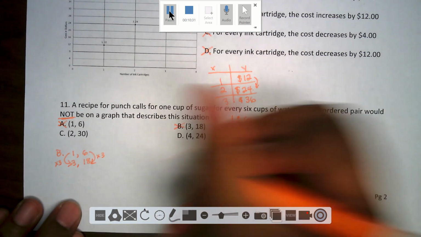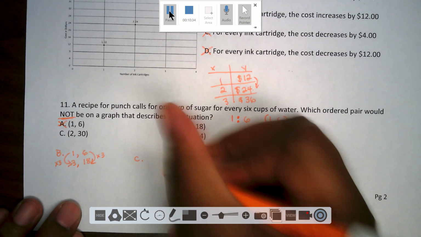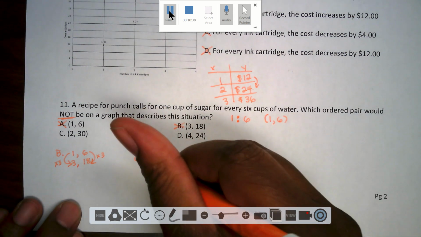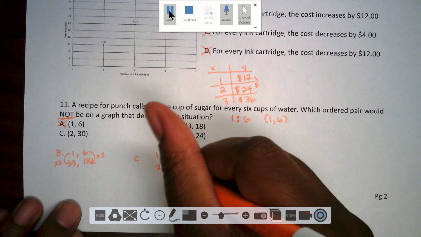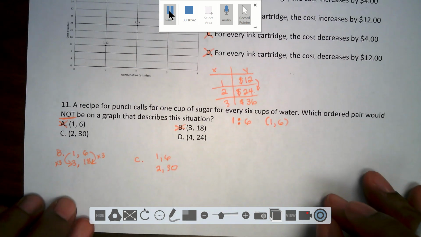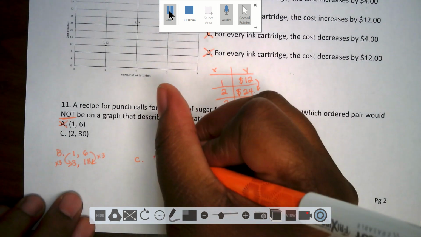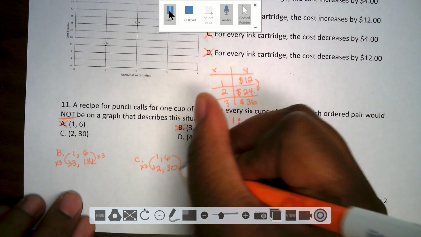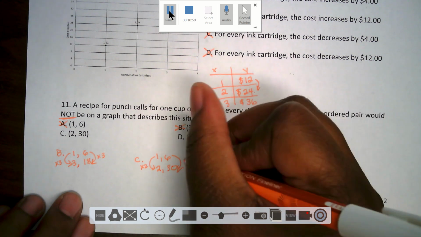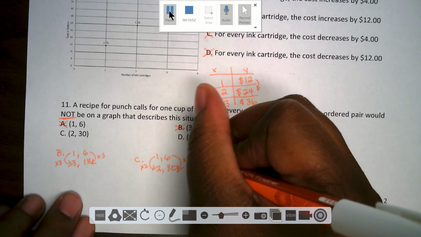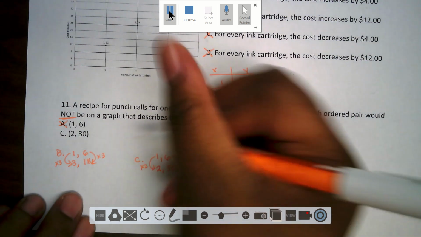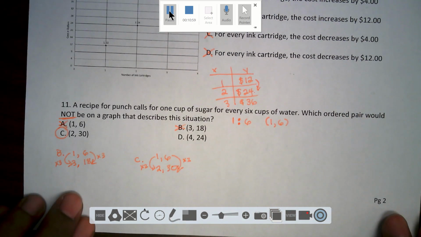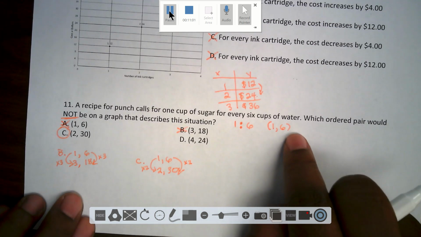Let's look at C. We are comparing it to 1 comma 6, and we are going to see if 2 comma 30 is equivalent to this one. So I'm going from 1 to 2 by multiplying by 2. That means I have to also multiply by 2 on this side, and 6 times 2 is not 30. So it's looking like C is one that would not be on a graph. It's not equivalent to our initial point of 1 comma 6.